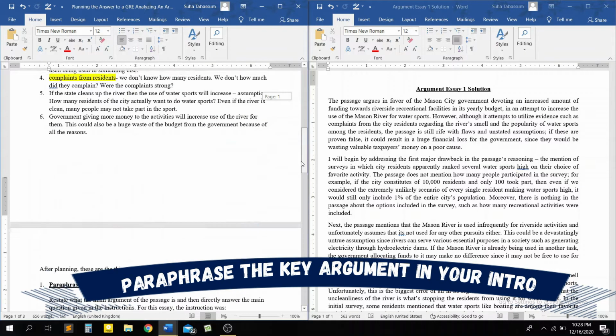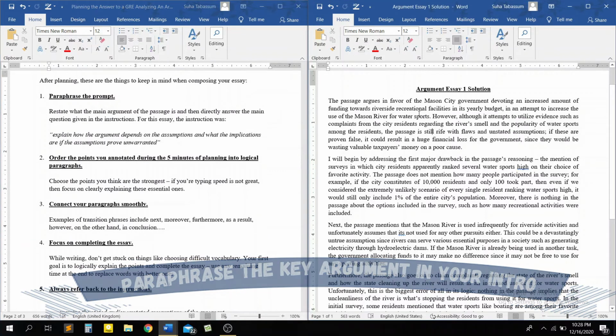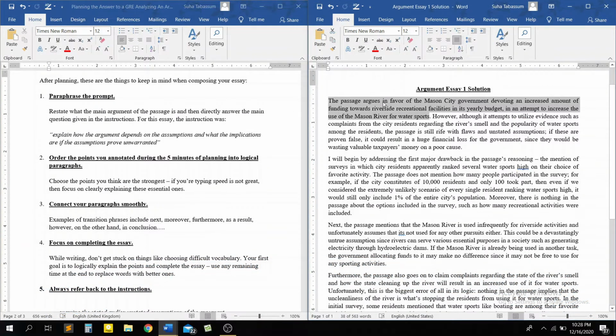So what do I basically mean by that? We'll understand by reading this essay. What the passage basically says is that the government should increase funding towards water sports like swimming, and then there are a few more mentioned, boating. And if they increase funding towards these water sports, then more people in the city, in Mason City, will take part. And they provided some reasoning behind why the government should increase funding. So this is basically me paraphrasing the main argument of the passage. And I'm just going to mark that in red because we discussed this.